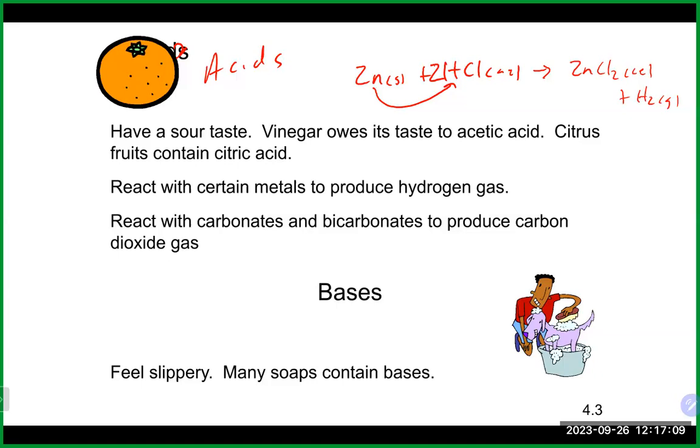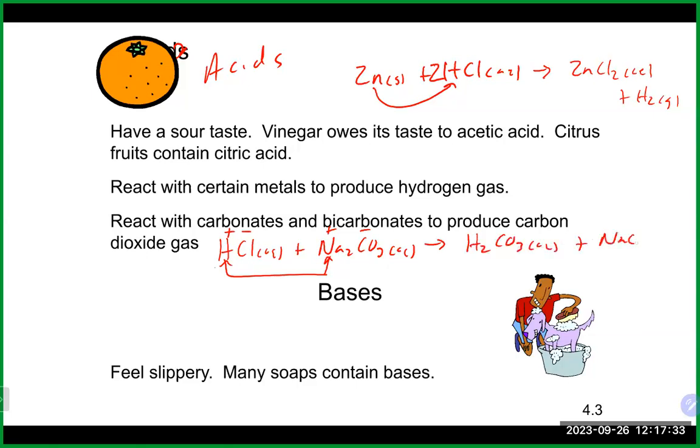They react with carbonates and bicarbonates to produce carbon dioxide gas. So for example, if you took a little hydrochloric acid plus a little sodium carbonate, it's going to do a double displacement reaction, right? We're going to switch partners right there, and that's going to form H2CO3, which is carbonic acid, plus a little sodium chloride.